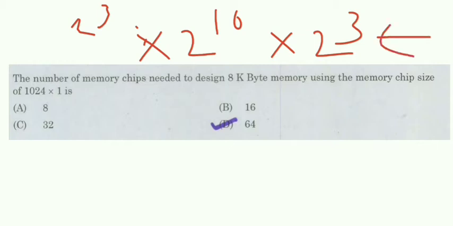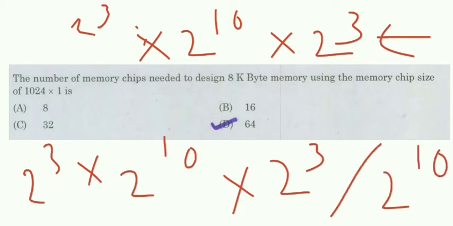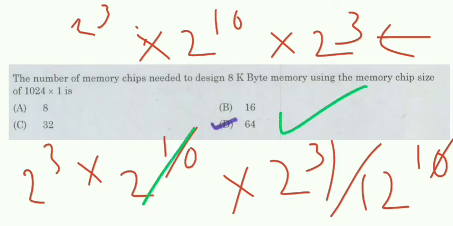So divide 2 power 3 into 2 power 10 into 2 power 3 by 2 power 10. This is what I need, this is what I have, so we divide by that. 2 power 10 cancels, remaining is 2 power 6. 2 power 6 is nothing but 64. So option D is the right answer.